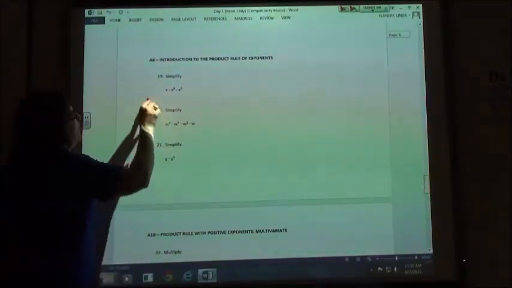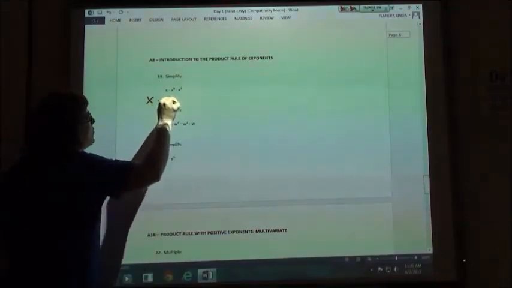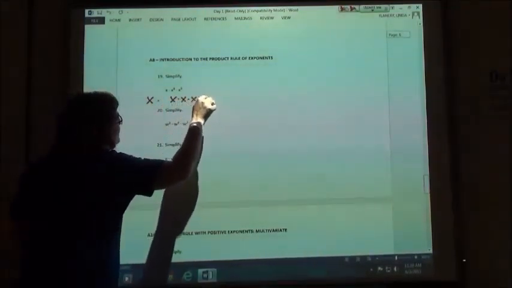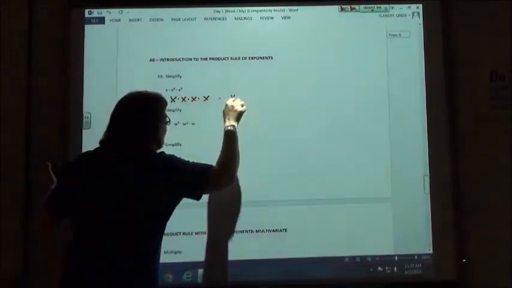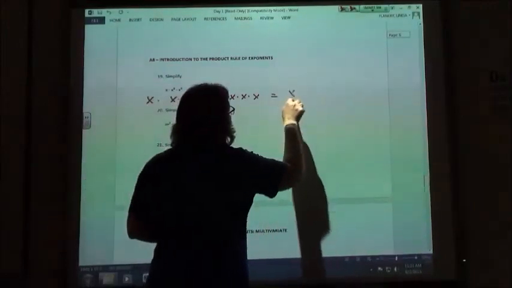The next one is the introduction to the product rule of exponents. Basically, the product rule of exponents says that if I have the same base, I add my exponents together. If I thought about it the long way, this would be x times x to the fourth, which is x times x times x times x, times x to the third, which is x times x times x. That's a whole lot of x's there. Well, we can just add them up. 1 plus 4 plus 3 gives us x to the 8th power, right? I've got 8 of them once I expanded it into expanded form.